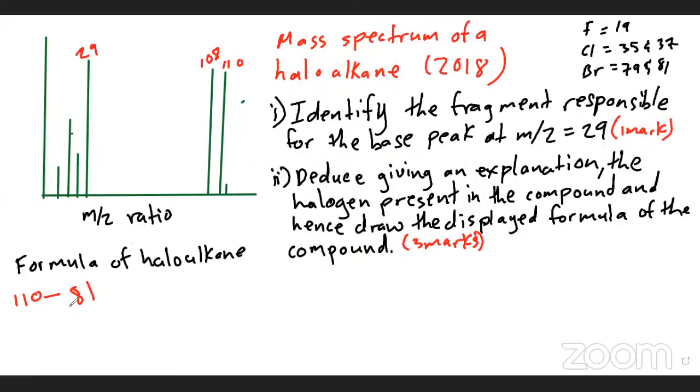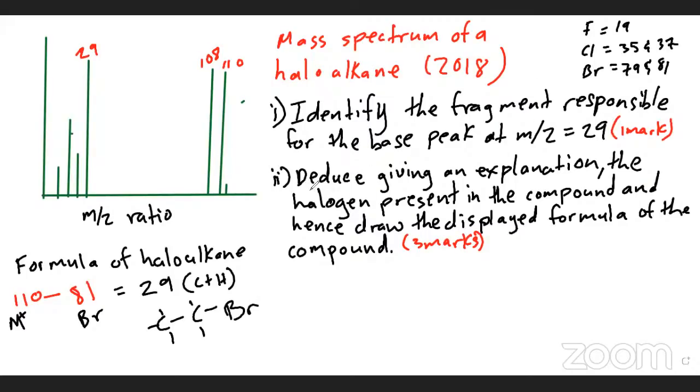So remember, 110 minus 81, what we are working out is the amount of carbons. This is the mass of the halogen, and the 110 is the mass of the molecular ion. We get 29. 29 is a carbon and hydrogen. By now, once it's 29, we should know that it is C2H5. And that means your halo alkane is bromoethane. So we know that our fragment is 29.